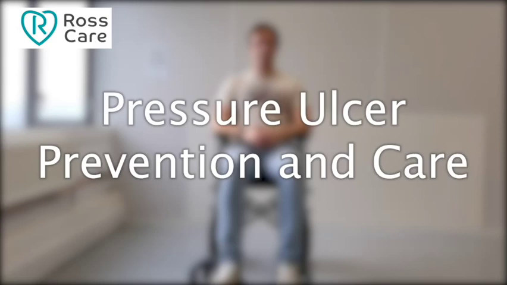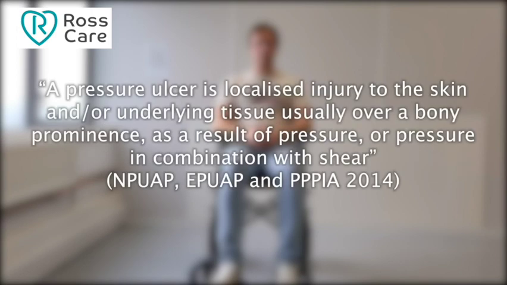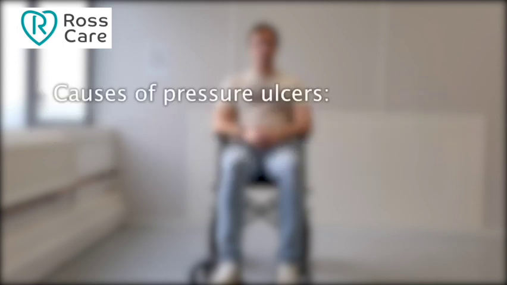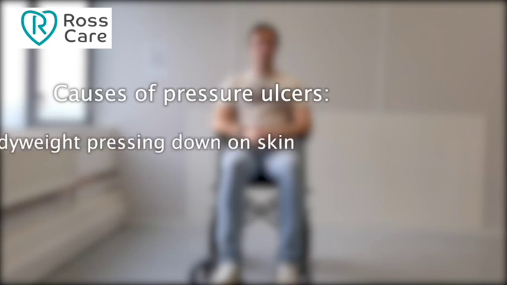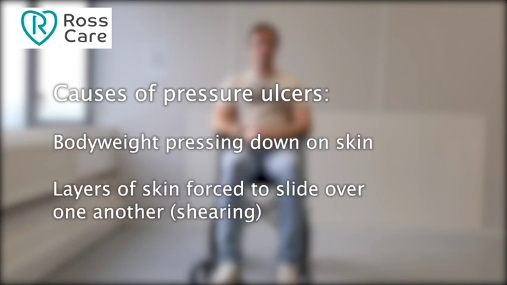This video aims to provide information about pressure ulcers, how and where they occur, and ways to reduce the risks of development. A pressure ulcer occurs when skin and underlying tissues are damaged by pressure on that area. They are usually caused by the weight of your body pressing down on the skin, or where the layers of your skin are forced to slide over one another.